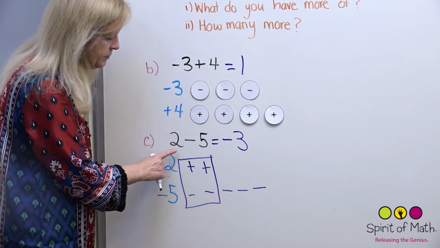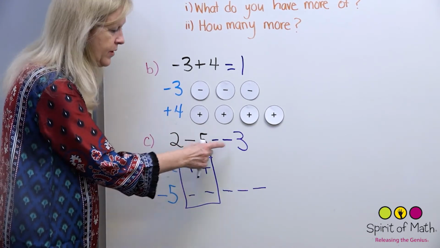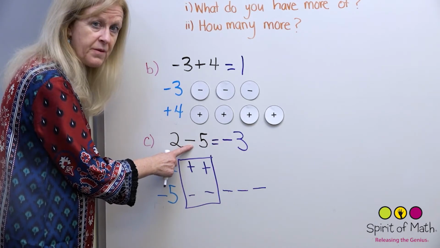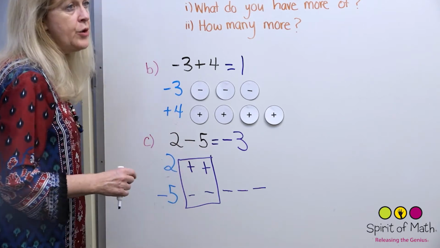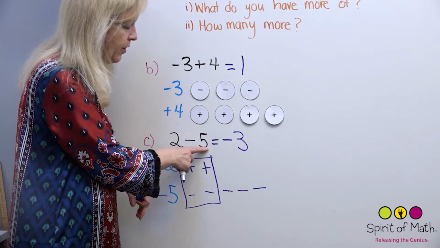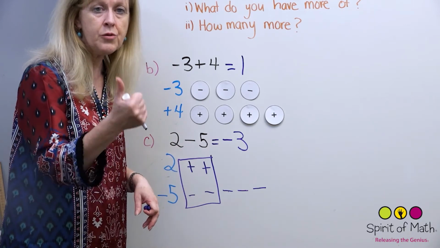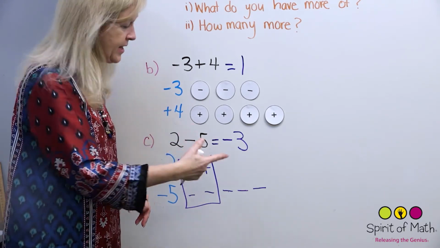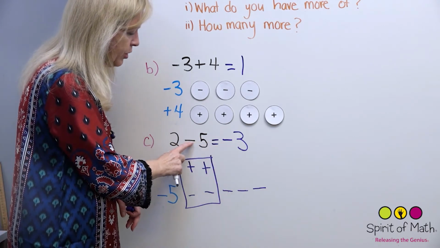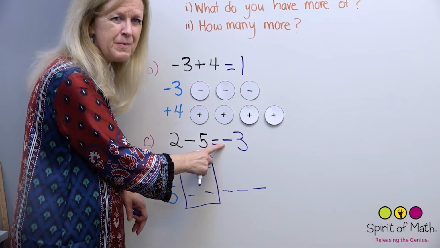And look, the difference between 2 and 5 is 3. So you know it's negative because that's the larger number. So basically, when you think about how do I get this number, you can go, well, from 2 to 5 is 3, because 2, 3, 4, 5. That gives you 3. And 5 minus 2 is 3, but there's more negatives, so it has to be negative.